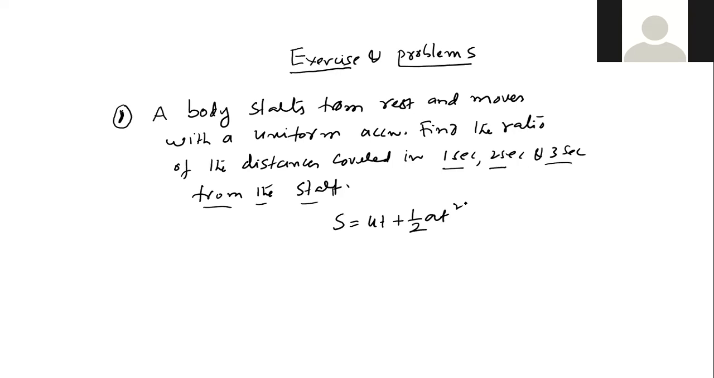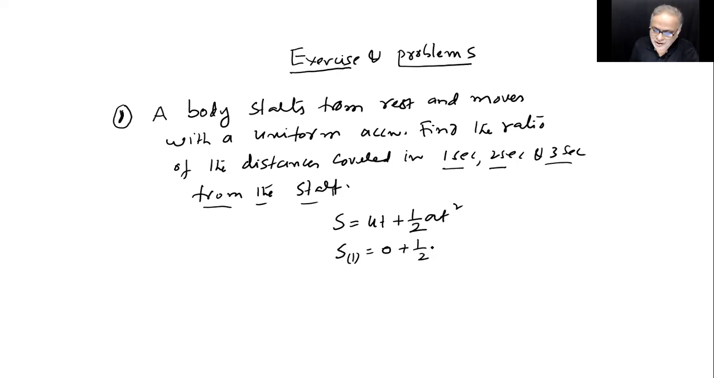Do you all understand? So what should I write? S in 1 second. u is zero. Zero plus half a, we don't know, a. t square, one. So how much is it?